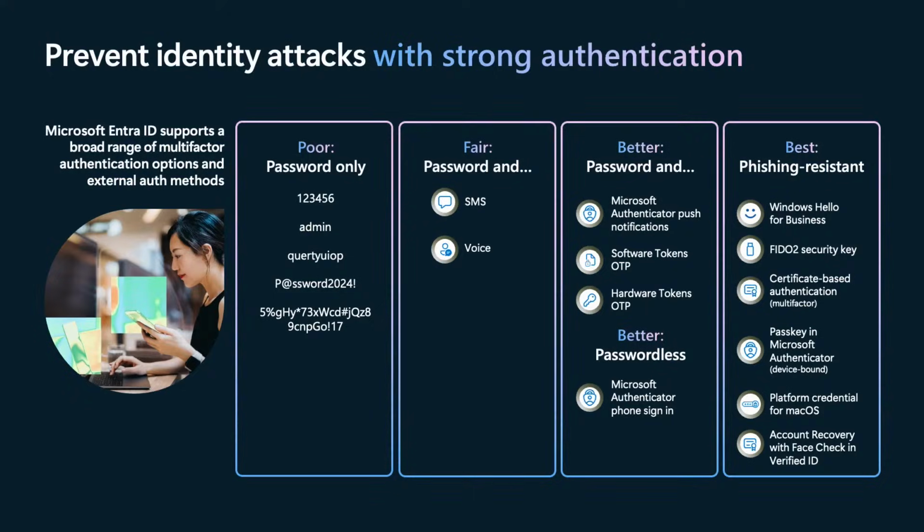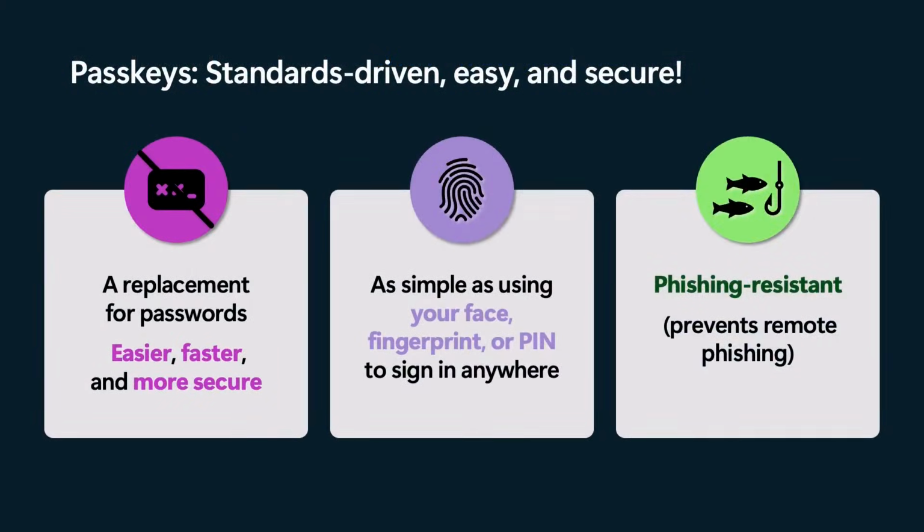Passwords alone are simply too easy to steal, and even basic MFA can be bypassed with today's phishing techniques. By moving every user to stronger methods, whether that's Authenticator, passkeys, Windows Hello, or FIDO2 keys, you help make it significantly harder for attackers to get in. These phishing-resistant options give you a much higher level of security without adding friction to your users. This shift is one of the most impactful things you can do to protect access and is the foundation for everything we build next.